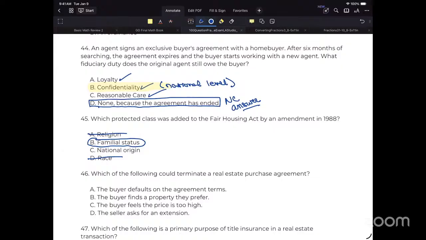I wonder if we can remember something about 1988 and familial status. 1, 2, 3, 4, 5, 6, 7, 8. Maybe we can remember that familial status has 8 letters, and so it came about in 1988. Does that work? Because y'all, I don't even know. I'm just excited I got it right.